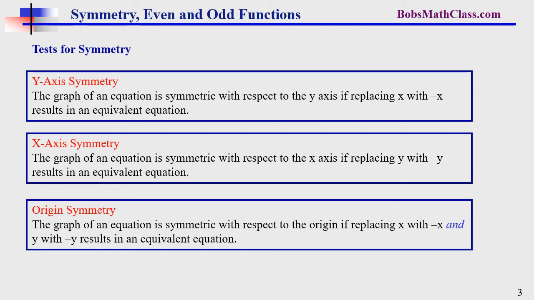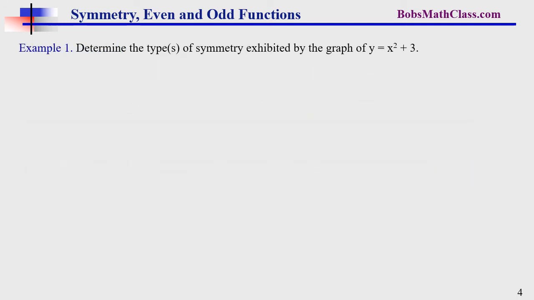All right, let's do some examples. Here's our first one. Determine the type or types of symmetry, it could be more than one, exhibited by the graph of y equals x squared plus 3. First, let's replace x with negative x. Does it remain the same? So write down the equation and replace the x with negative x.